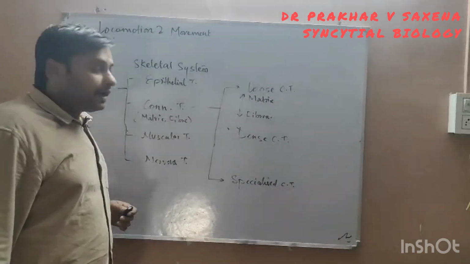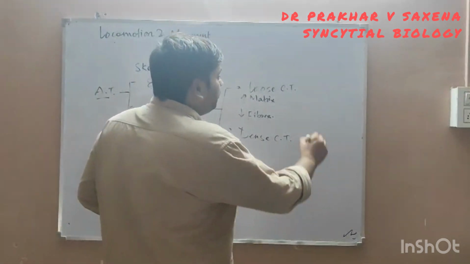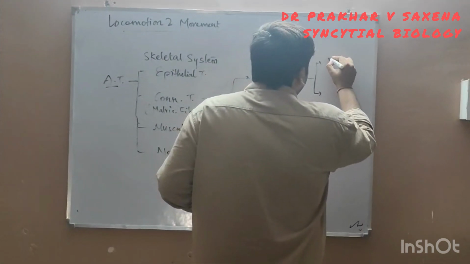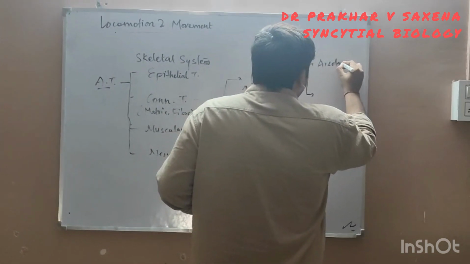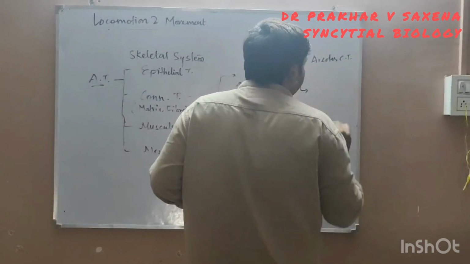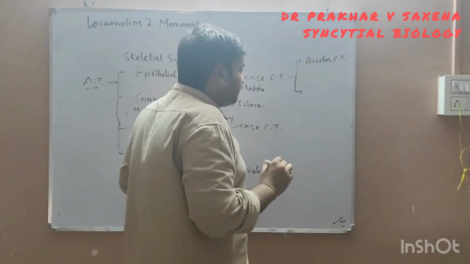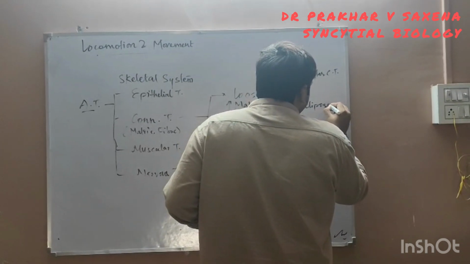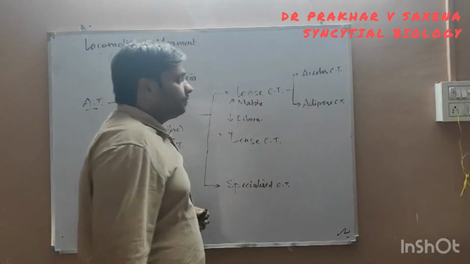Right? And loose connective tissue is further of two types. What are they? You all know. Basic. What? Areolar connective tissue, right? And adipose connective tissue, right?